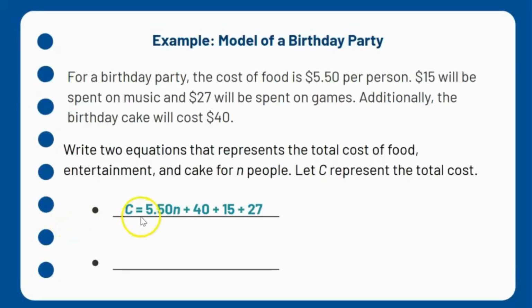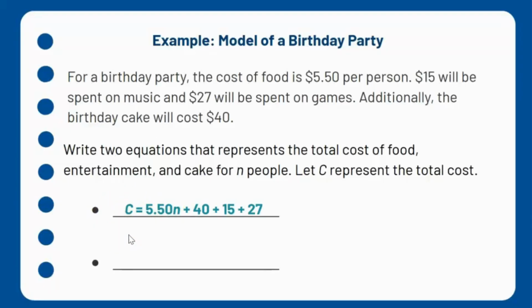We can first model C equals 5.50N plus 40 plus 15 plus 27. This equation includes all of the relevant quantities. 40, the cost of the cake, 15, the cost of the music, and 27, the cost of the games, are all fixed quantities. Since the number of people may vary, we represent the cost of food per person as 5.50N. The sum of all of these quantities would calculate the total cost of the party.